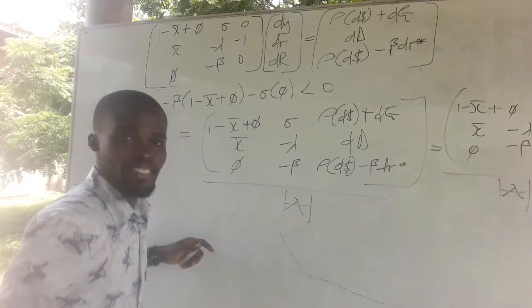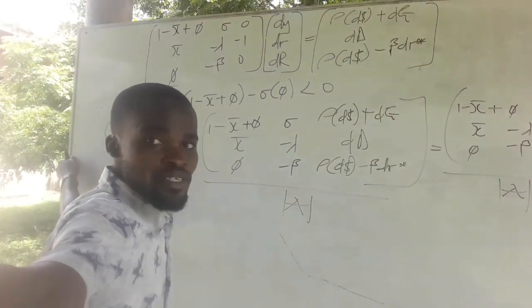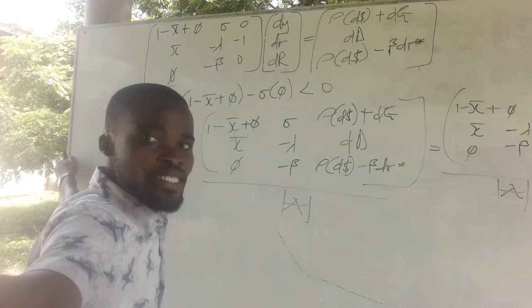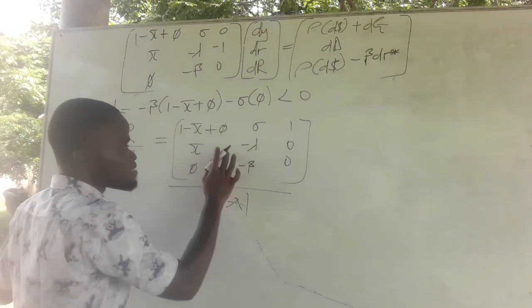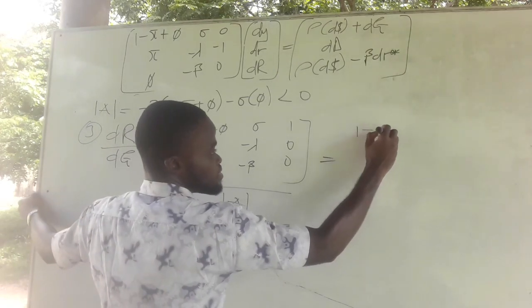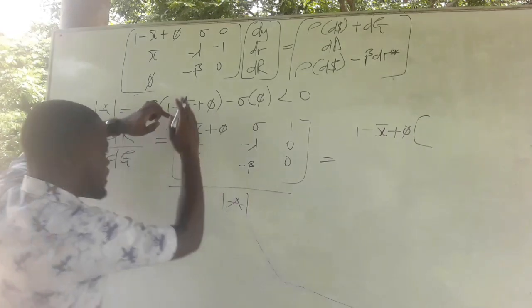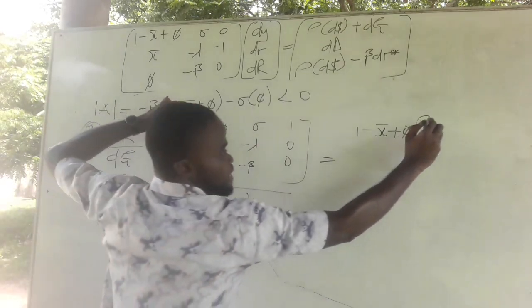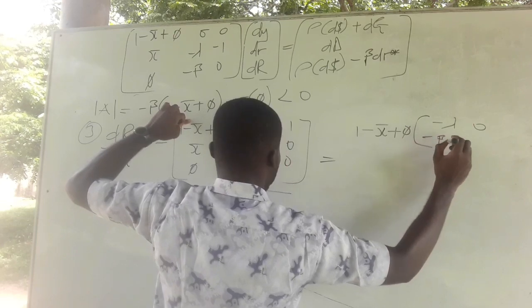So the next thing is that you also find the determinant of the new matrix, our numerator, since we are using Cramer's rule. So by finding our determinant of the numerator, the normal process, pi plus theta, then we clear the column and the row it belongs to, we will be left with minus lambda 0 minus beta 0.